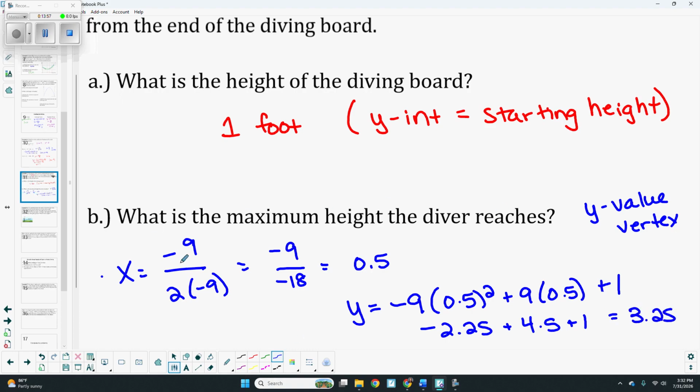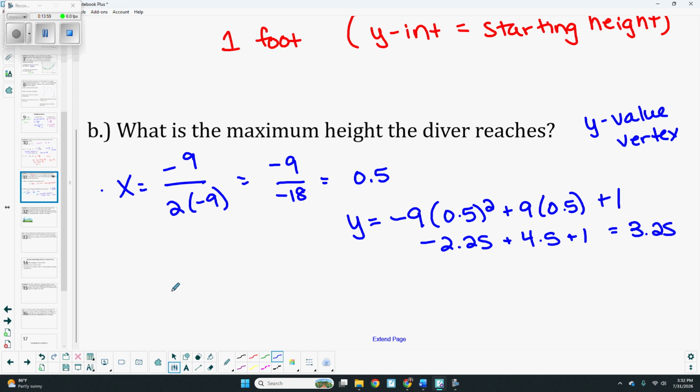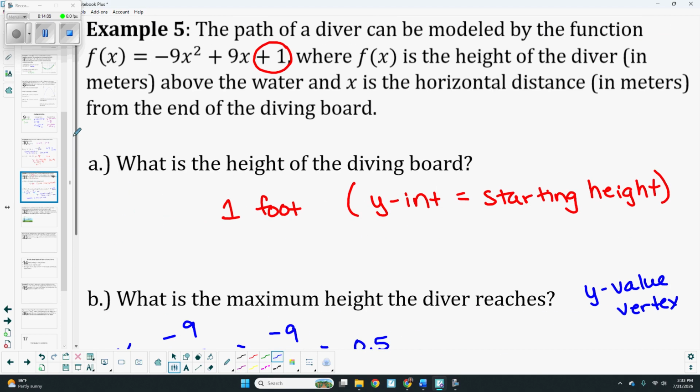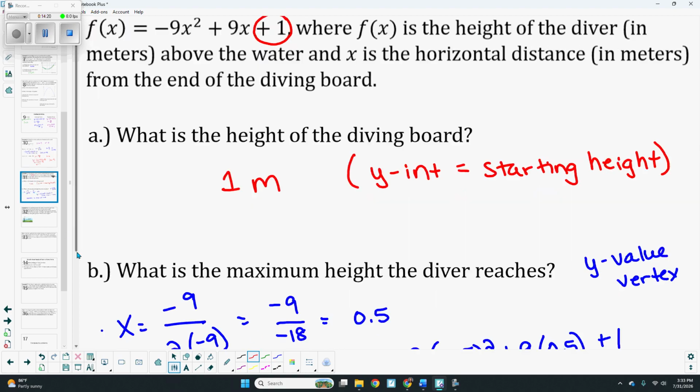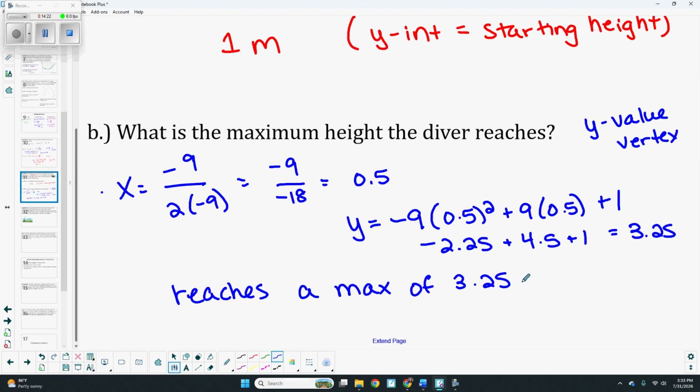So what is the maximum height the diver reaches? A max of 3.25, and they said everything was in feet, right? Oh, look at that before. This was in meters, and I gave the wrong units for that as well. Meters.